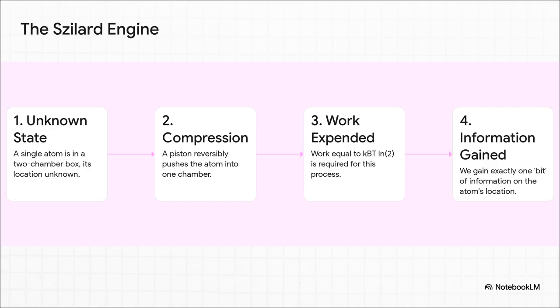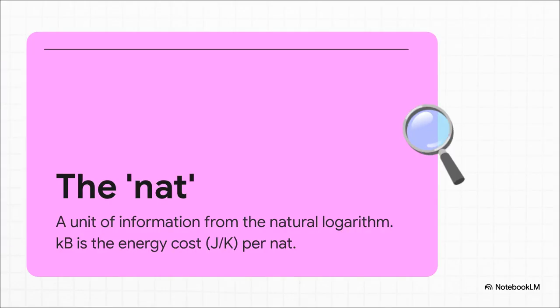But think about what we get for that price. By forcing the atom into one side, we now know where it is. We've gained information. And here's the incredible part. The energy we spent is the exact physical cost of gaining that one bit of information. Energy was literally turned into knowledge. And this finally reveals that hidden unit we were looking for, the gnat.